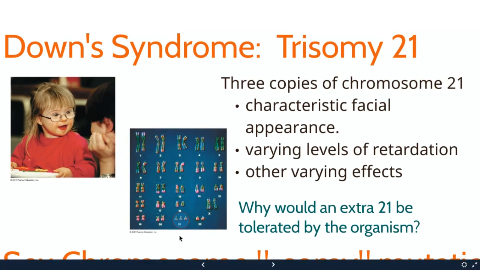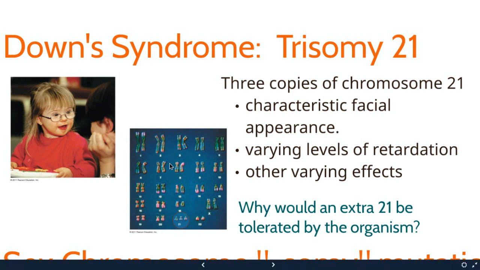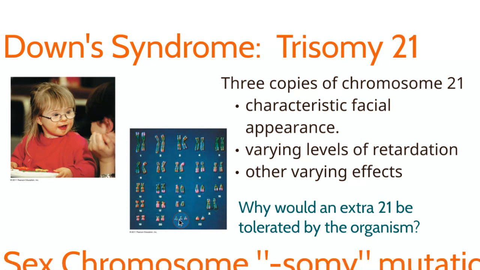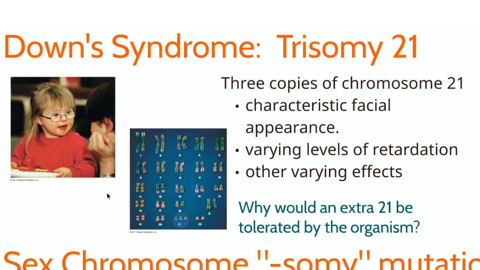Here you can actually see three copies of chromosome 21: 1, 2, 3 here instead of the normal 2. Results of this are characteristic facial appearances, varying levels of intellectual disability, developmental slowdown, and other varying effects. Because you have an extra copy, you have extra proteins being made. Depending on which proteins are being made in excess, you will have different symptoms appearing, different traits expressed in varying degrees.